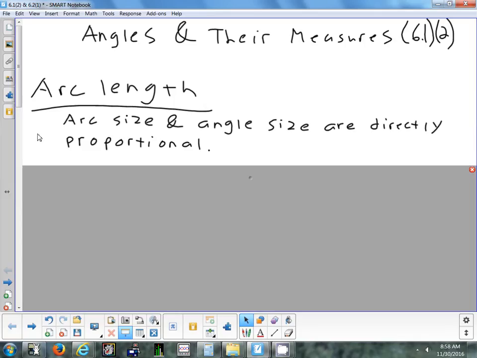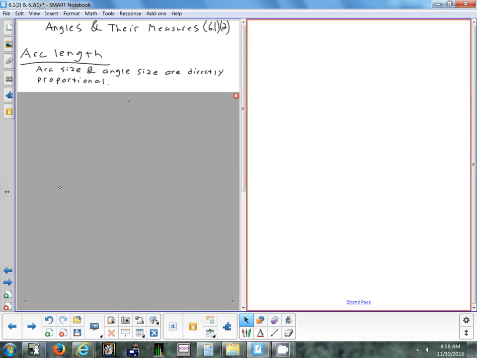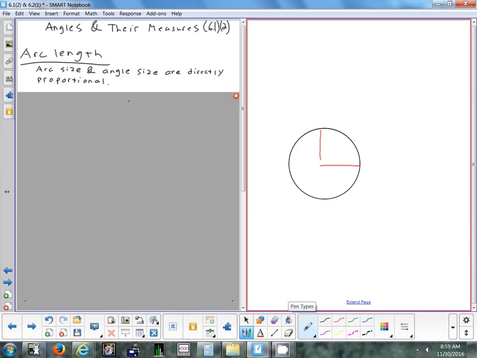Okay, so what that means is, as you make the angle bigger in the circle, the arc also gets bigger. Right, so let's say I had a circle, and I draw a 90-degree angle. Okay? There's the size of the arc that corresponds to a 90-degree angle in that particular circle.